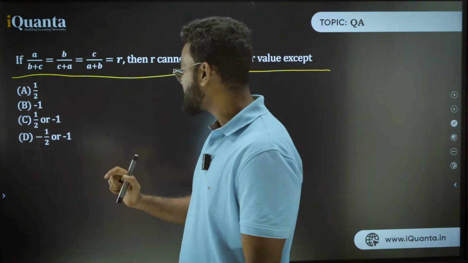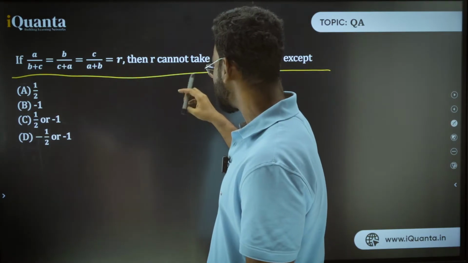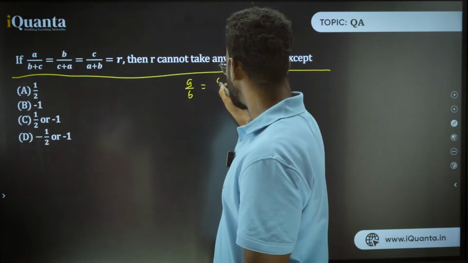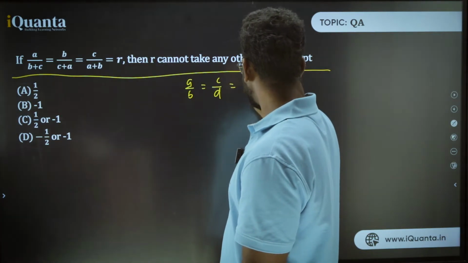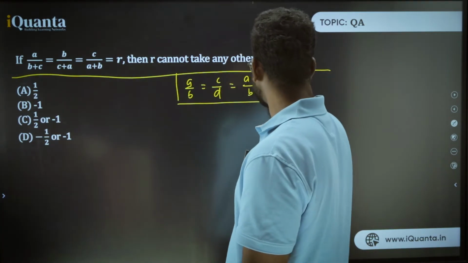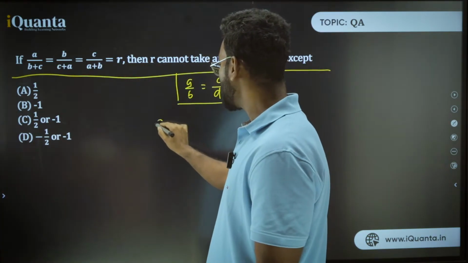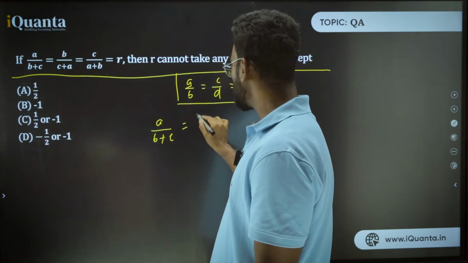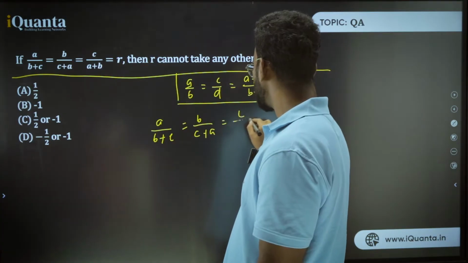So first you need to understand which property we are going to use. I'm going to use this property, which is basically A upon B if it is equal to C upon D, then it is the same as A plus C upon B plus D. This is the property which I will be using here. So think about it this way. I have A upon B plus C equal to B upon C plus A equal to C upon A plus B.